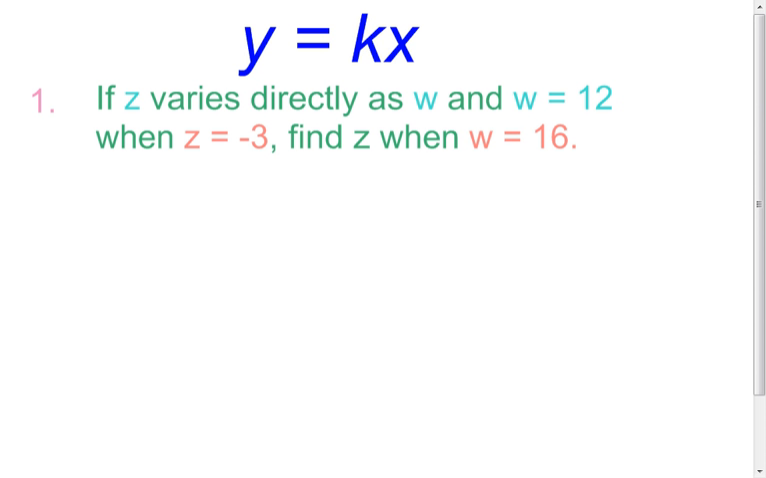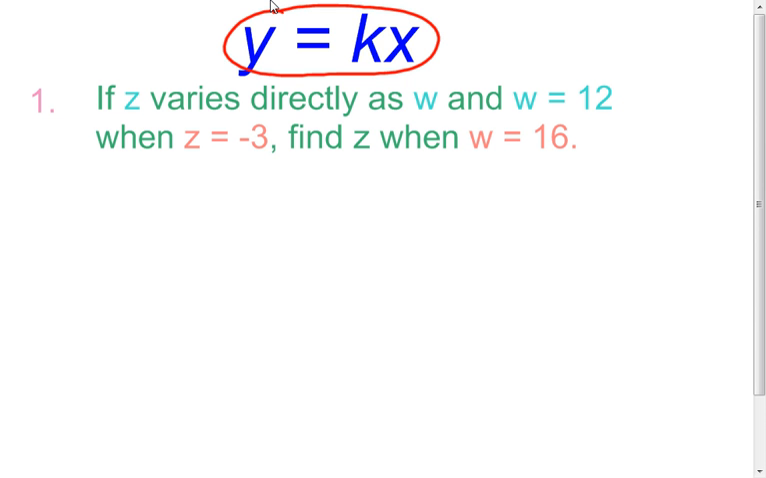Okay, so you're going to be given some problems. This first one is: if z varies directly as w, and w equals 12 when z equals negative 3, then find z when w equals 16. I gave you this basic equation at the top, y equals kx. That is just your basic equation. You're going to probably have some different variables and different things you're going to plug in. Your goal in this case is to be able to write an equation and go from there.